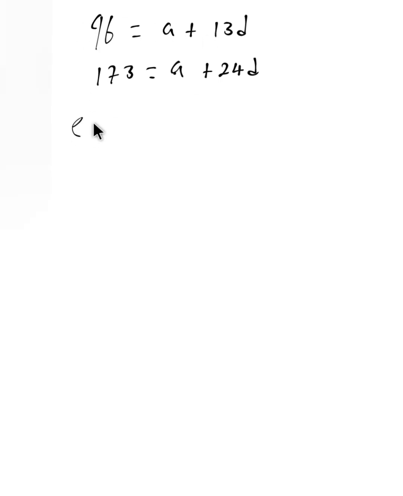Now let's write both equations to have a clear picture. For equation 1, we have that 96 is equal to A plus 13D, and equation 2 is 173 is equal to A plus 24D. Now this is a simultaneous equation. We have different ways of solving it, but let me just use one of the ways. From equation 1, 96 is equal to A plus 13D. We can make A the subject of the formula.